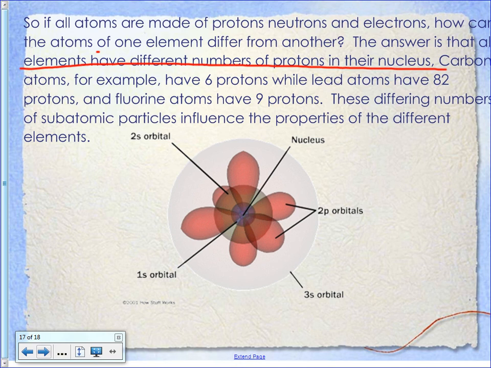Neutrons, no real effect on the properties either, which is important because it's actually been found that not all atoms of carbon are exactly the same. All atoms of carbon have exactly the same number of protons, but some atoms of carbon have different numbers of neutrons. How many people have heard of carbon dating? Carbon dating is a way to determine how old certain things are, like if you find fossils and stuff like that. The way it works is that some atoms of carbon have 14 neutrons. Or sorry, have 14 particles in the nucleus, so they have more neutrons than they're supposed to.